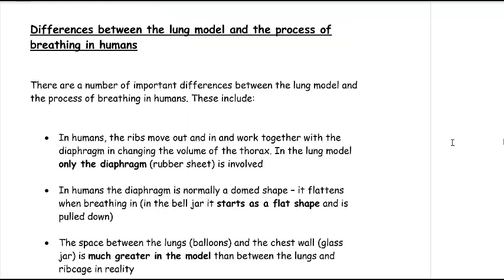Now, one of the things that you need to know is the differences between the lung model and the process of breathing in humans, or sometimes this is referred to as limitations of the bell jar. So, while it's a really good example and a really good way to show you how breathing happens, it's not perfect, and there's several reasons for it.